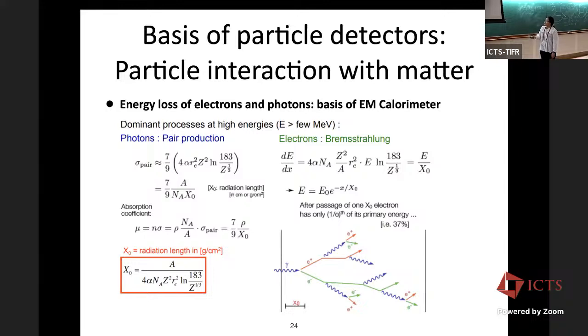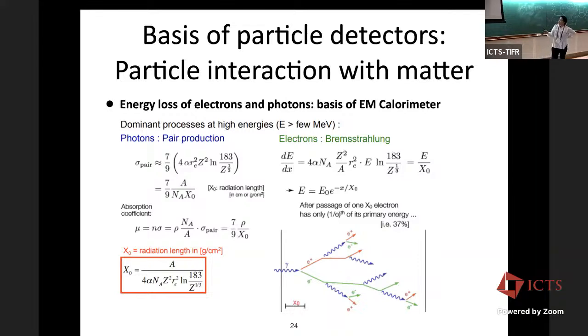And for the photon, its probability for absorption is actually pretty high. So from the absorption of a photon, we produce electron and positron pairs. This is the dominant process. There are other processes for lower energy, but here pair production is dominant for energy larger than a few MeV. And again, the cross-section or the probability for pair production depends on this radiation length.